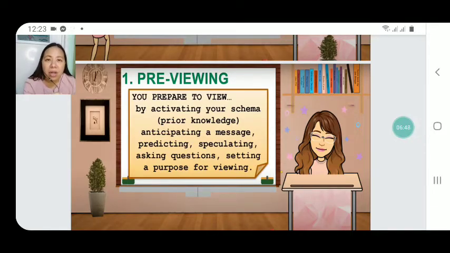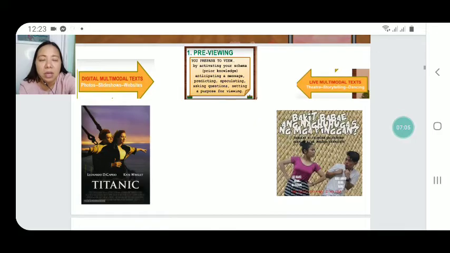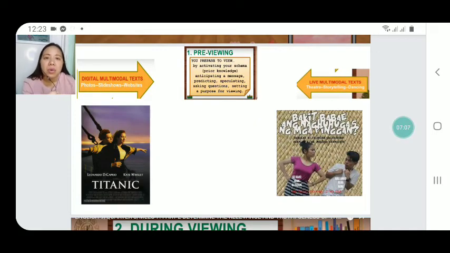You are speculating, you are also asking questions, okay? Is this story about love? Is the story about family? Is it about adventure? Or setting a purpose for viewing. Those are all the activities that we can do in previewing. The next step is, here I have an example. So I have here an example of previewing for digital and previewing for live multimodal text.